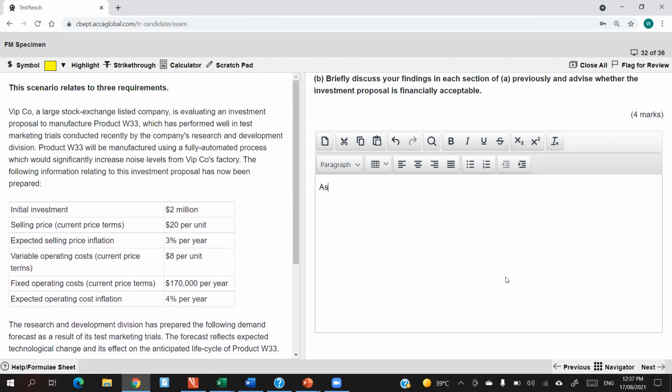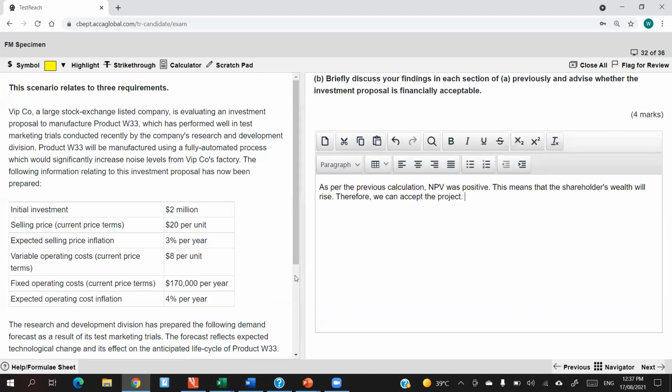I would say that as per the previous calculation, NPV was positive. This means that the shareholders' wealth will rise. Therefore, we can accept the project, and that will secure 1 mark based on your comment here.